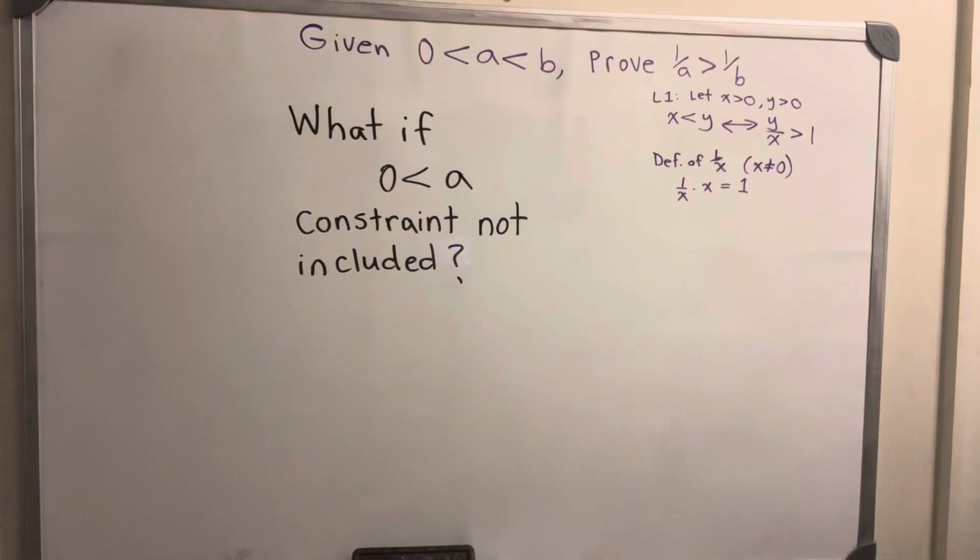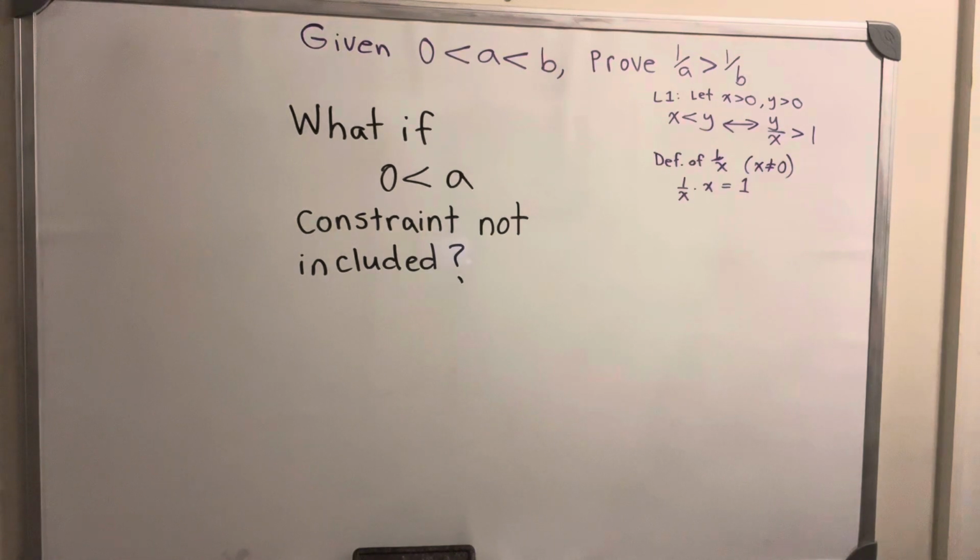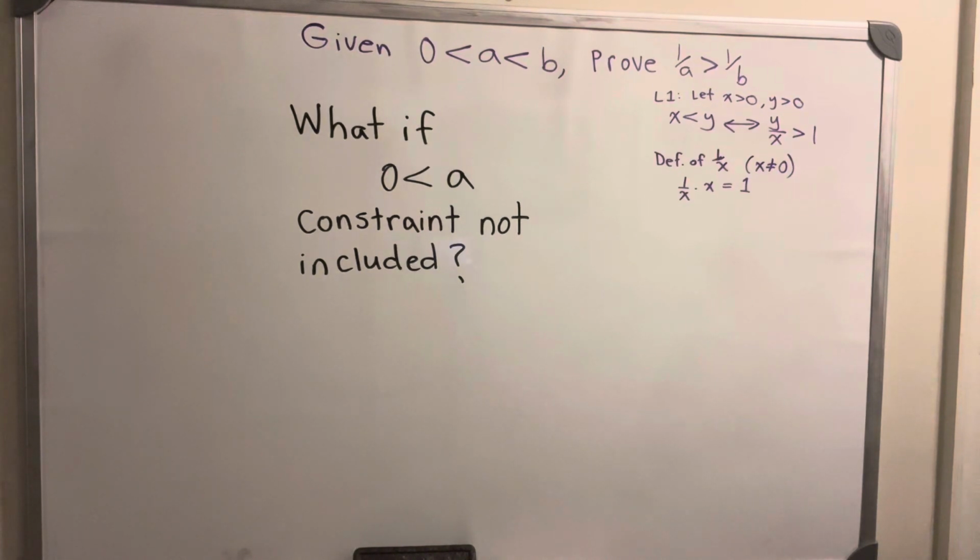Lastly, the problem said, why is the restriction that A is greater than 0 necessary? Well, I rephrased it. I said, what if the 0 is less than A constraint is not included? Now, with a mathematical proof of something that has to do with numbers, if you want to prove that something is true, you need to prove that it's true in some way other than by individual cases, unless you happen to be working on a discrete problem.